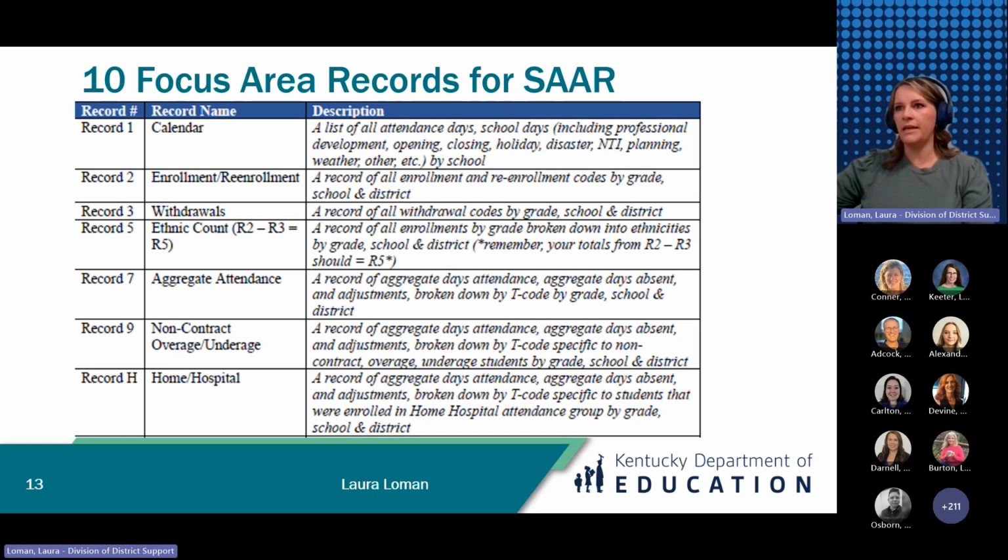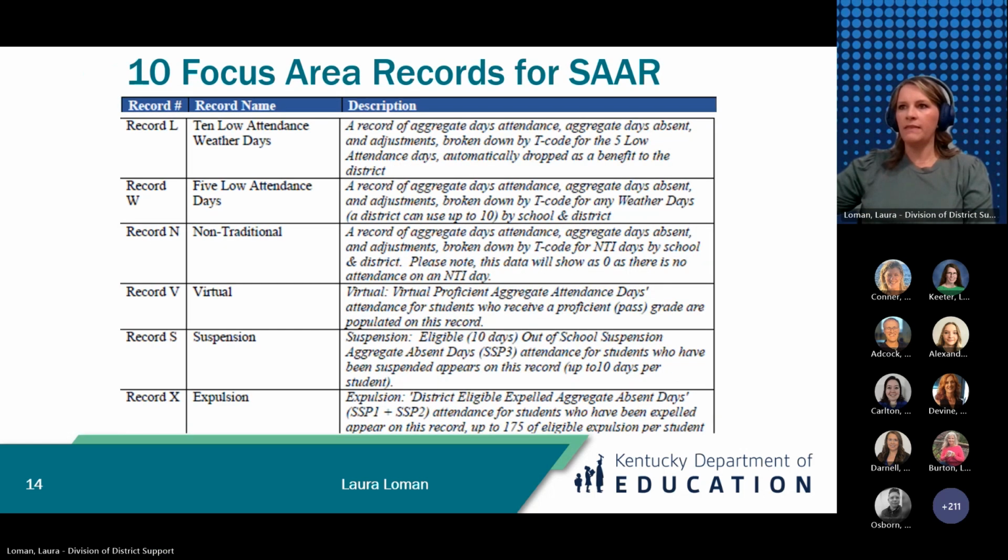So these are the 10 focus areas for the SAAR. It's going to look at your calendar, your enrollment and re-enrollment, withdrawals, ethnic count, aggregate attendance, non-contract, overage, underage, and home hospital. And then it's going to look at your 10 low weather attendance days, your 5 low attendance days, the non-traditional, virtual, suspension, and expulsion.